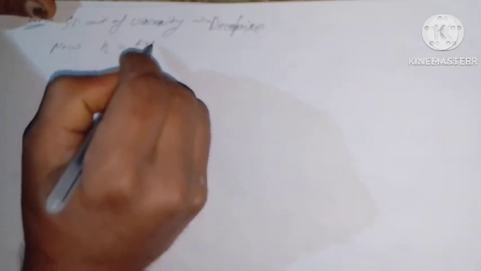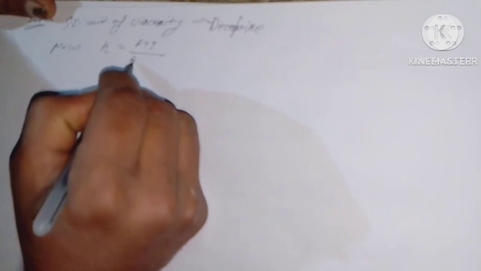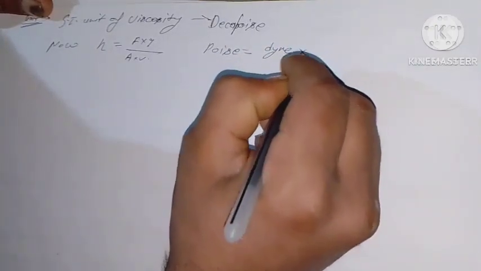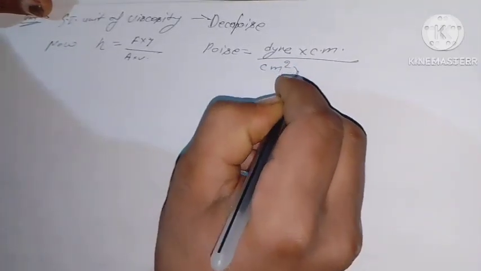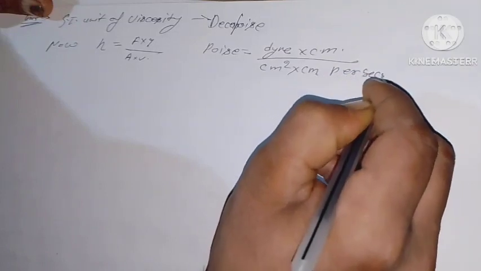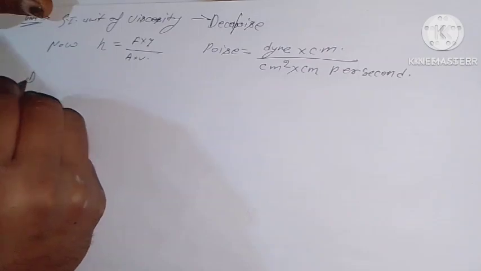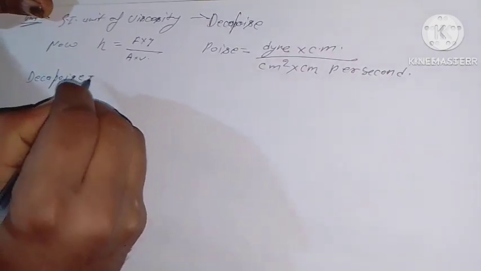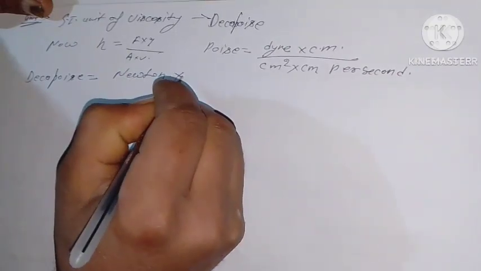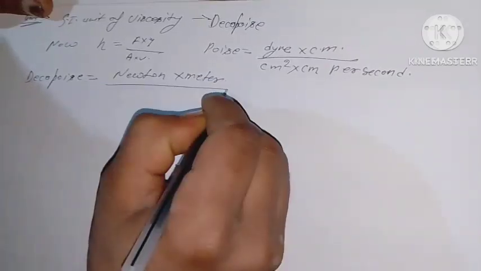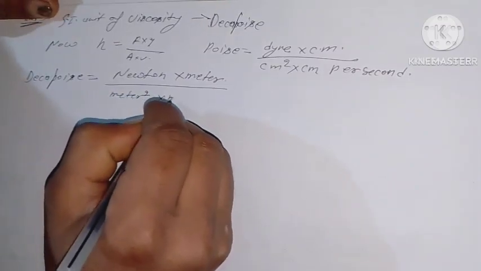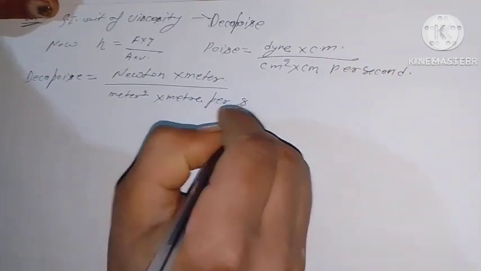Now eta equals force multiplied by distance between layers upon area multiplied by velocity. Then poise equals dyne multiply centimeter upon centimeter square multiply centimeter per second. And decapoise equals Newton multiply meter upon meter square multiply meter per second.